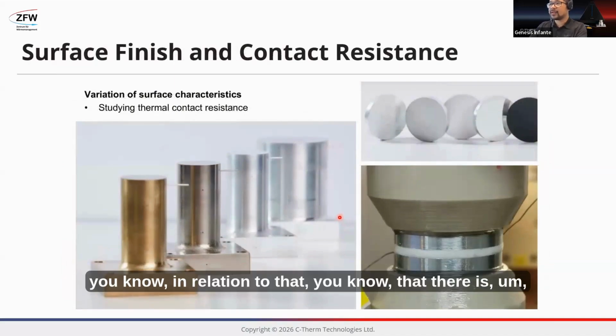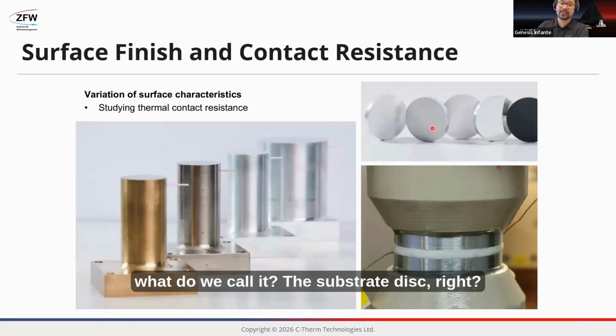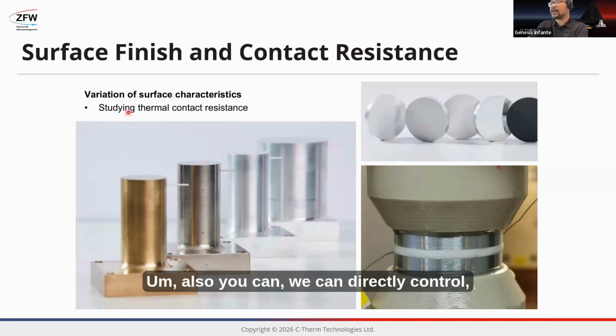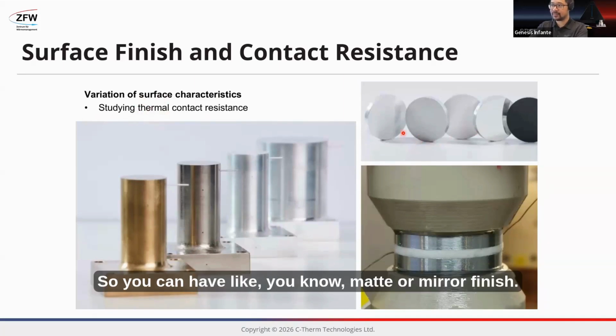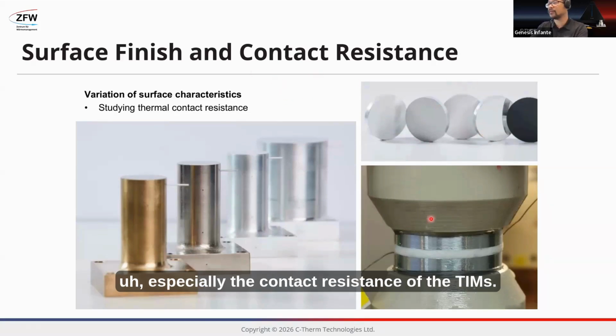And in relation to that, we can change the types of bars that we use, but we can also use what we call the substrate disk, right? It's more of a, quote unquote, sacrificial disk, or an extra disk to interface between the bars and the liquid metal itself. Also, we can directly control the polish quality of the surface of the disc itself. So you can have a matte or mirror finish. And that has direct implications on the thermal properties, especially the contact resistance of the TIMs.